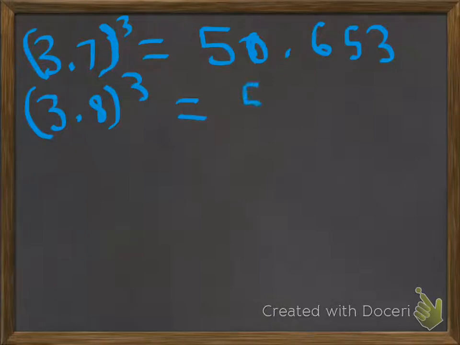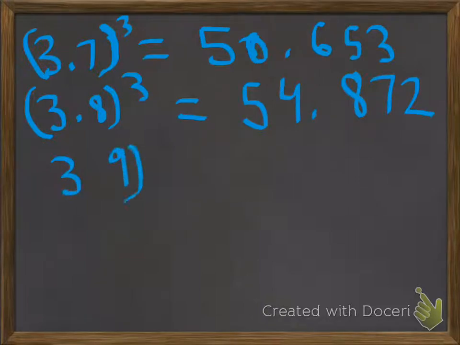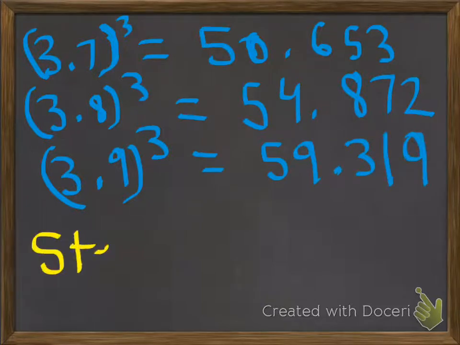So at first, let's start with 3.7, which is closer to 4 than 3. So 3.7 cubed is 50.653. Using your calculator, 3.8 cubed is 54.872. Now, we need to reach 57, so maybe we can go one more. Let's try 3.9. 3.9 cubed is 59.319.